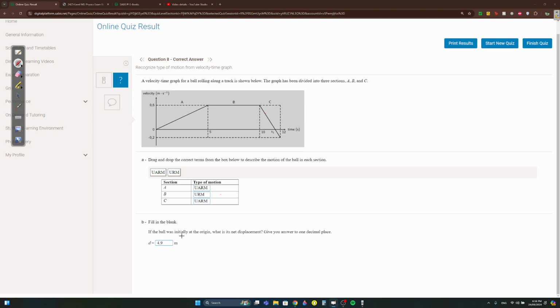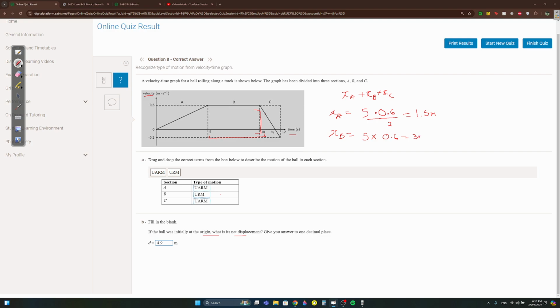Now here they're saying the ball was initially at the origin. What was the net displacement? Net displacement in a VT graph. You have to find the distance. Well, they broke it up into 3 shapes for you, so let's find it. We're going to call it x, the 3 phases: xa plus xb plus xc. xa is equal to the base 5 times the height 0.6 divided by 2. You're going to get 1.5 meters.